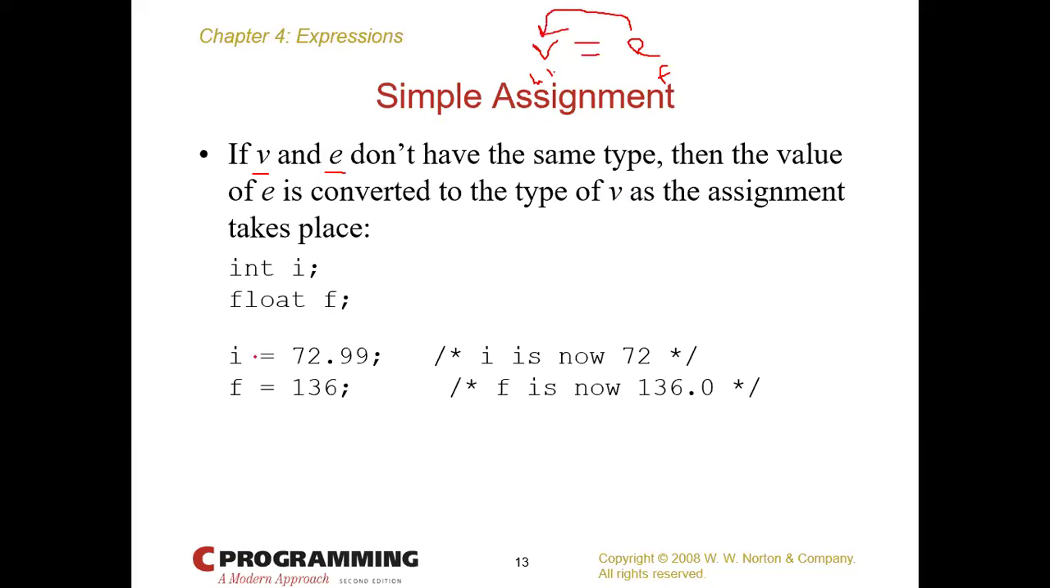So if we have I is equal to 72.99, this is float. This is integer. When we store a float inside of an integer, the floating point cannot create extra storage space for the integer, so we can't store it as a floating point. We have to remove the floating part of it and throw it away. So only 72 gets stored in the integer variable.